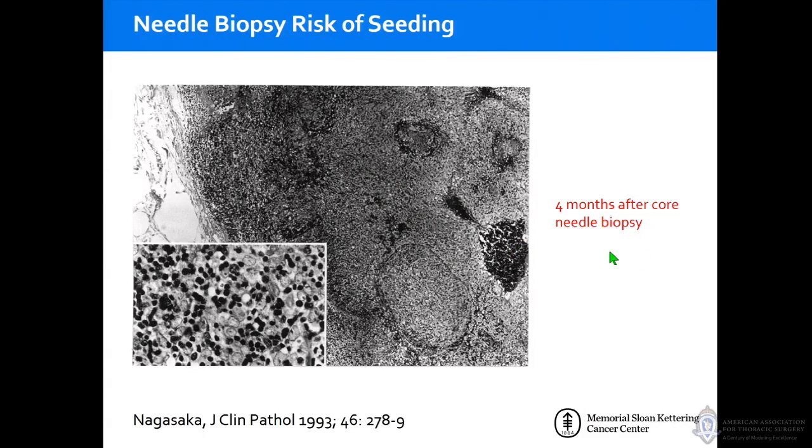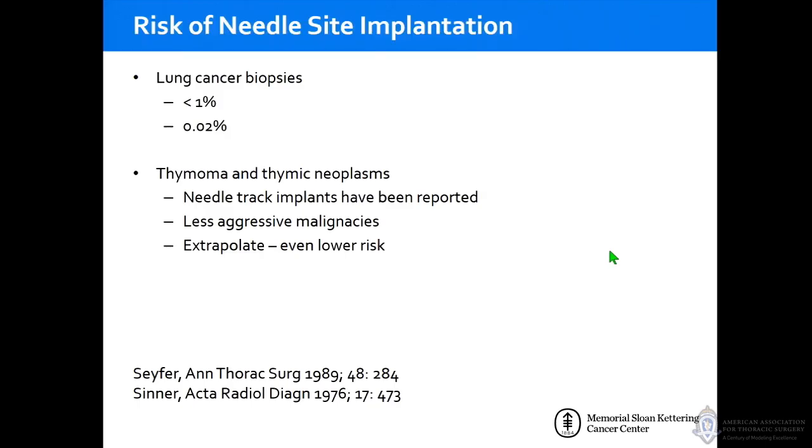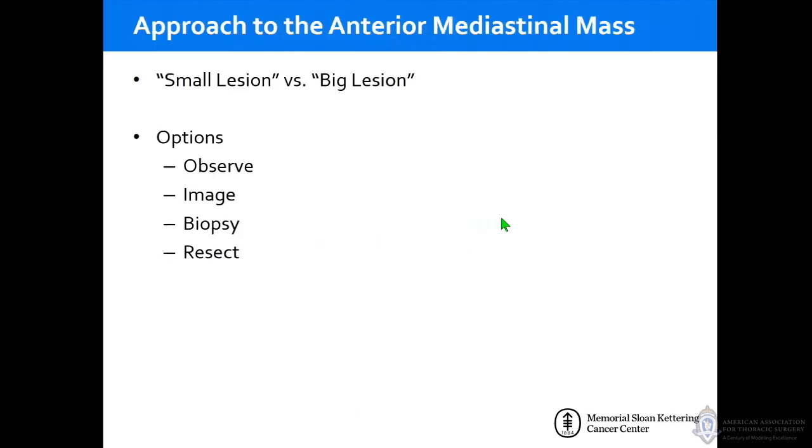So can it happen? Yes, there have been a few reports. But if you take from the data from lung cancer, the risk of this in arguably a much more aggressive disease is very small, less than 1% in one series, 0.02% of biopsies in another series. Thymic neoplasms are arguably less aggressive. I think you can extrapolate that the risk of that is even lower.